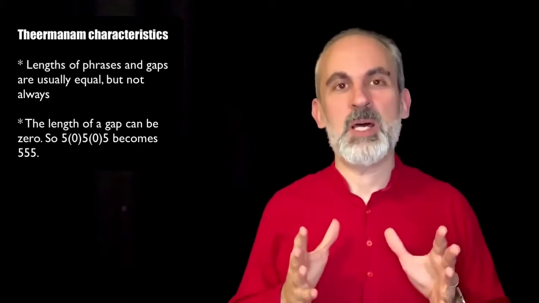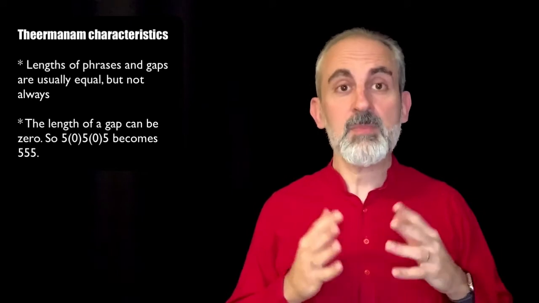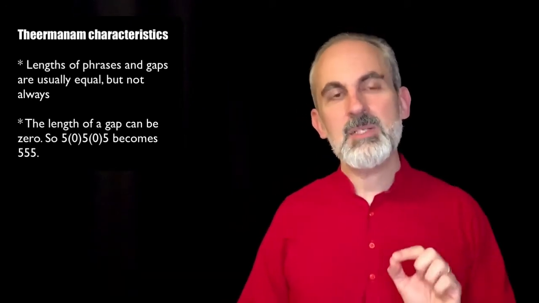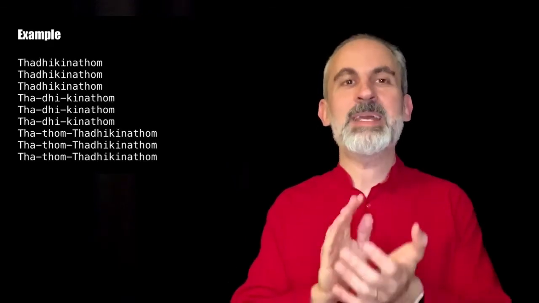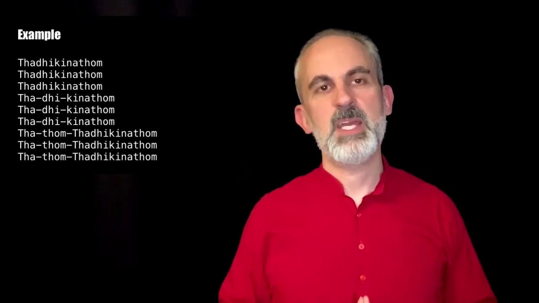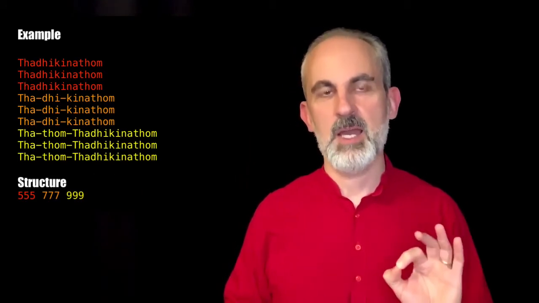That is a theermanam, in a way like using shorthand, because all the gaps are zeros. To illustrate these two points, let's look at this theermanam. Tadikinaton, tadikinaton, tadikinaton, tatom tadikinaton, tatom tadikinaton, tatom tadikinaton, di. So the structure of this theermanam is 5 5 5 7 7 7 9 9 9.